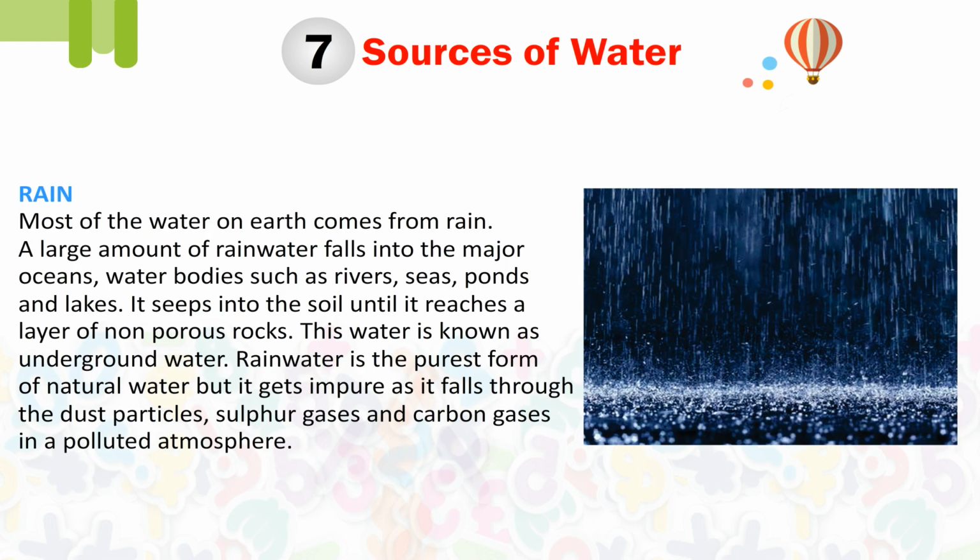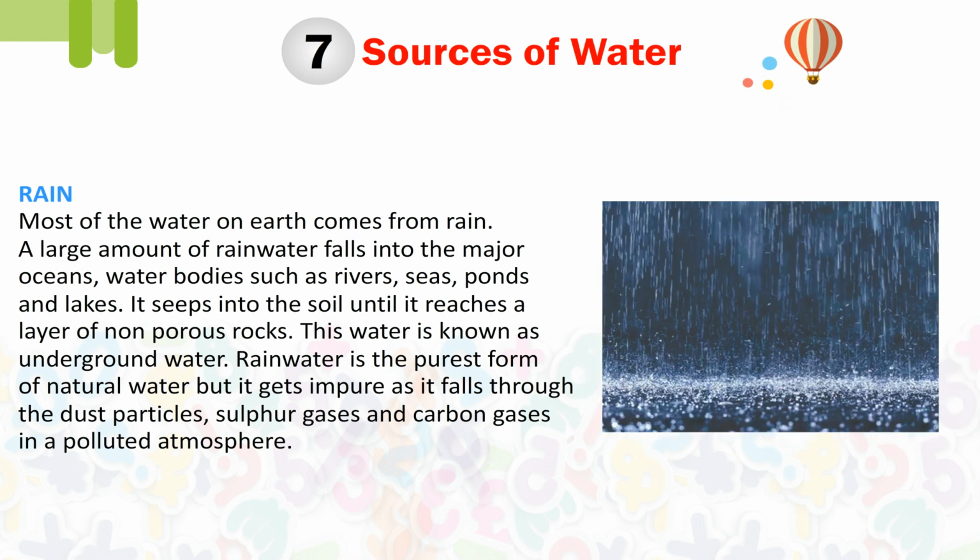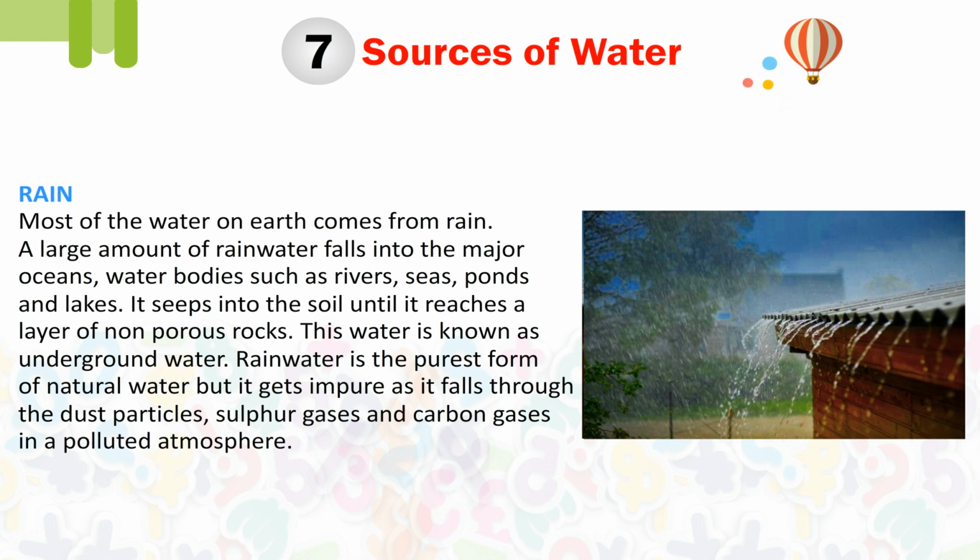Rain. Most of the water on earth comes from rain. A large amount of rainwater falls into the major oceans and water bodies such as rivers, seas, ponds and lakes. It seeps into the soil until it reaches a layer of non-porous rocks. This water is known as underground water. Rainwater is the purest form of natural water, but it gets impaired as it falls through dust particles, sulfur gases, and carbon gases in a polluted atmosphere.